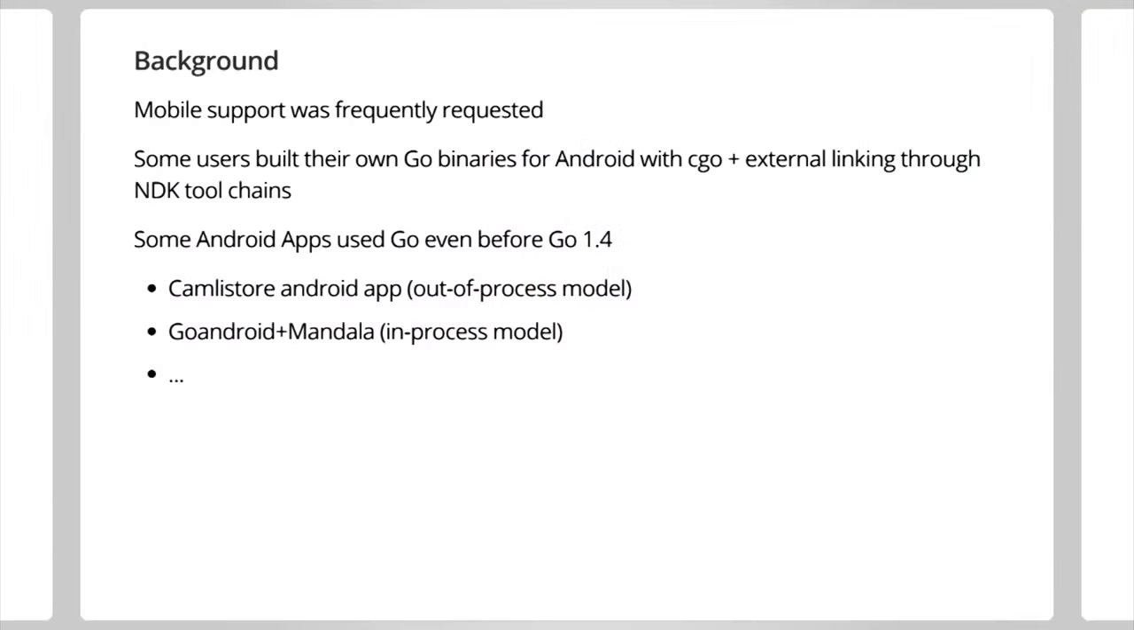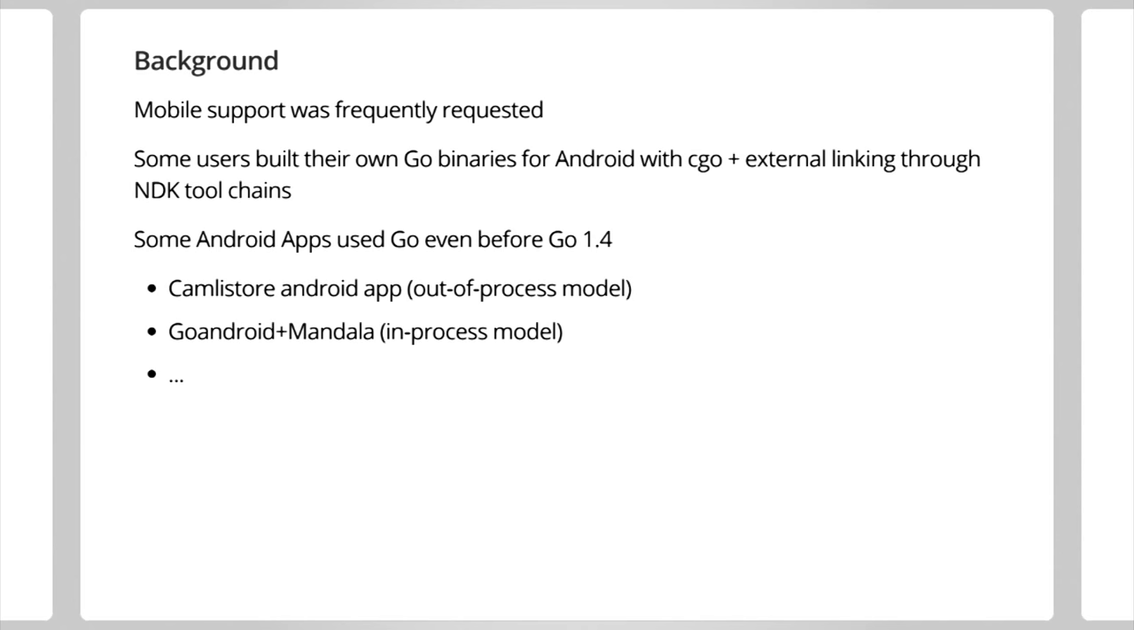It turned out mobile support was one of the frequently requested features, and some brave users from the Go community even tried and built their own Go binaries for Android with CGO external linking through the NDK toolchain. That all sounds like magic to me. And Go 1.4 is actually the first version that mentions Android in its official release note.